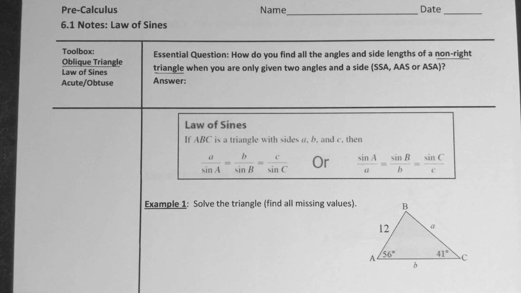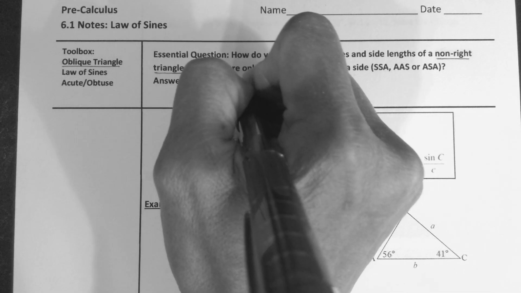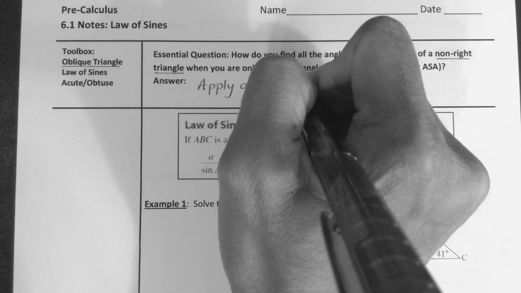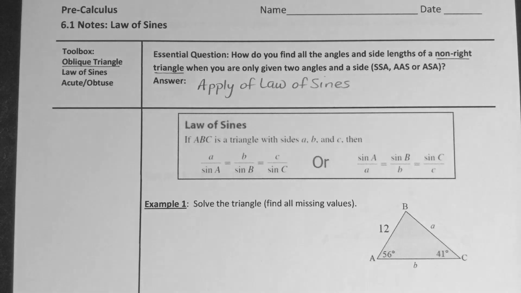Now, what are you going to do when you are given certain information and you need to find the other missing pieces to that triangle? Well, you are going to apply the law of sines. How we go about doing that will be covered in example 1 and all the other examples that follow. But for Unit 6, you are going to have to apply law of sines and law of cosines for certain scenarios, and you will need to be able to differentiate between the two.